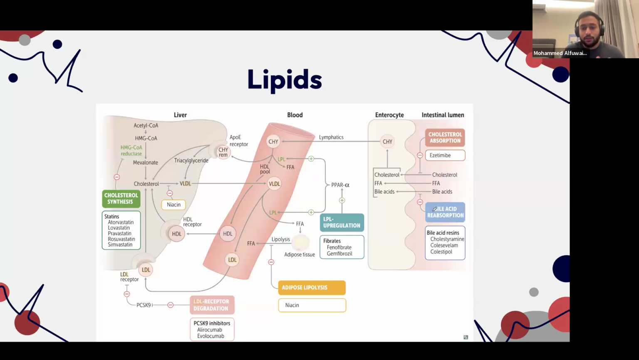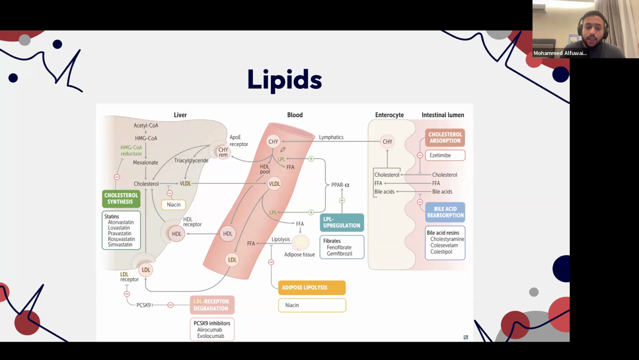Because bile, you need it for the absorption. So you decrease the amount of bile, and I'll explain this more in the next slides. And basically this will cause more cholesterol to be used and so on. Or you basically inhibit cholesterol absorption through this one drug, and I'll explain this later.